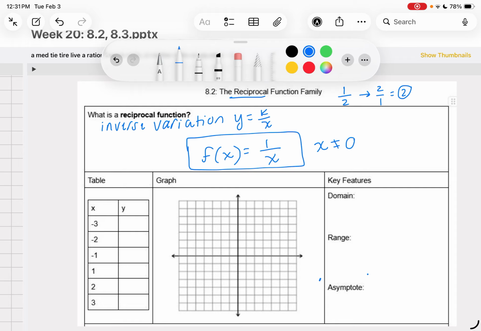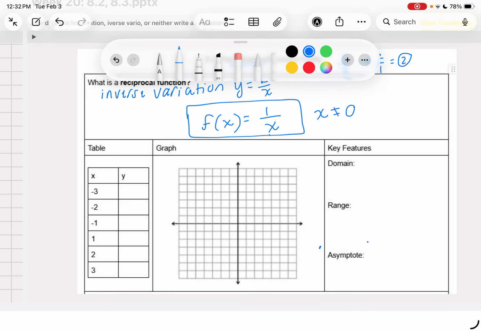One important thing to note about this, x cannot equal 0. Okay? And that is because we can't divide a number by 0. So anytime you're thinking about a reciprocal function, remember x cannot be 0. There cannot be a 0 in the bottom of that fraction.